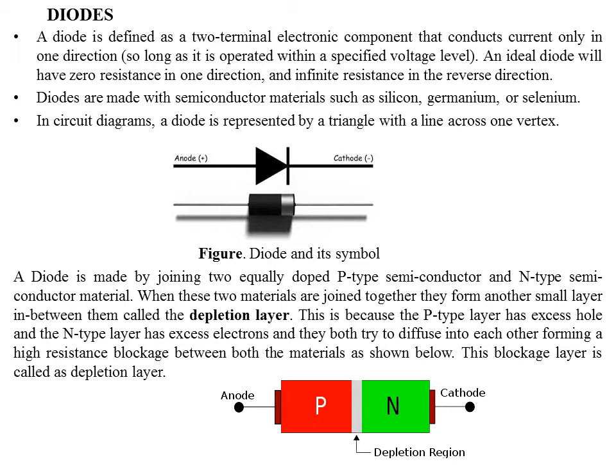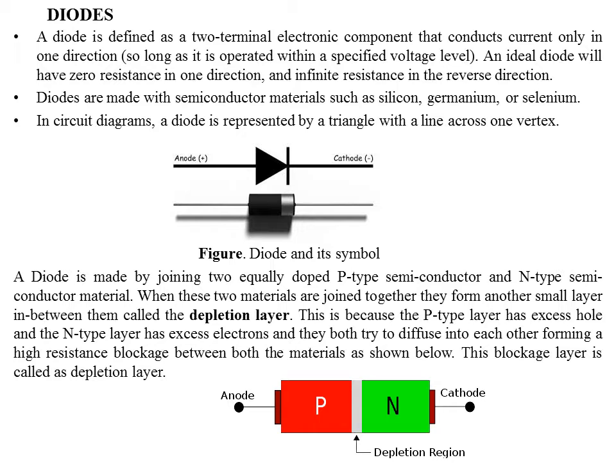A diode is a two-terminal electronic component. It will have two terminals on either side. It can conduct current only in one direction. When a specific voltage is applied to it, the current can flow only in one direction. In the reverse direction the current cannot flow because it offers resistance to the flow of current.